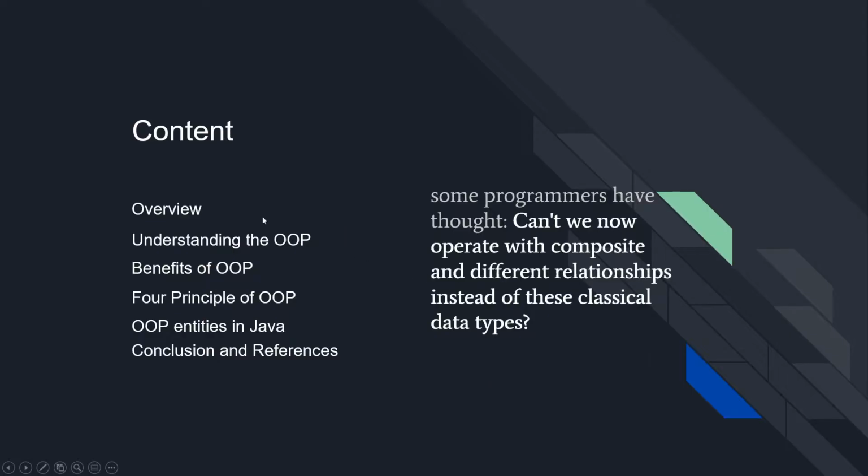Content. You know that we use classic types in the first flow of programming languages, but OOP is different because we will use classes, attributes, and operations between the classes. Understanding the OOP benefits, the principles of OOP, and entities in Java, and conclusion.